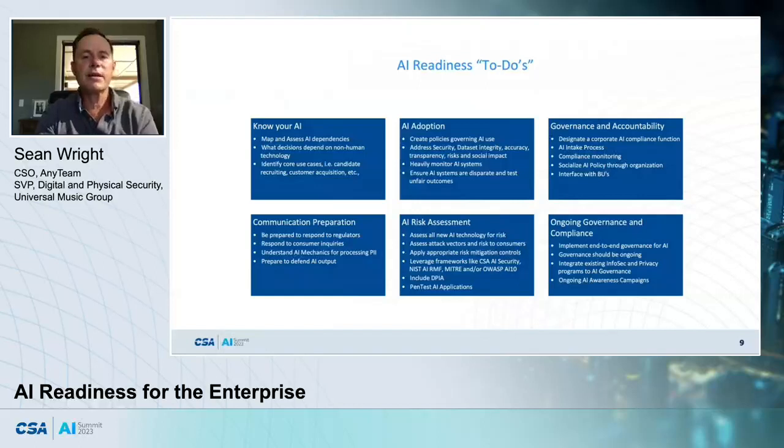What decisions depend on non-human technology? I think these are areas that should be focused on because they are areas that are ripe for the use of AI technology. So if you understand where these are, then you can get ahead of things where you have transparency into what the business is doing, and you can get out in front of the business's need to use AI technology to modernize their area of business. And identify core use cases.